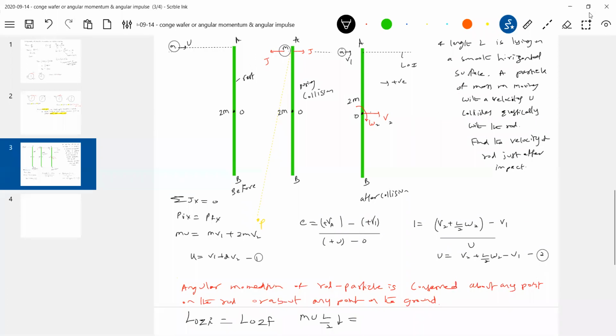What is the angular momentum of the particle after collision? mv1 L by 2. It is also clockwise. Then next, that of the rod. The rod is I_O omega 2. But sir, why are you not writing 2mv2? This velocity v2 will intersect the axis of rotation. What is the axis I took? About O. So about what point are we defining all this?